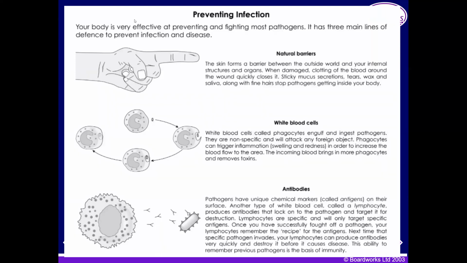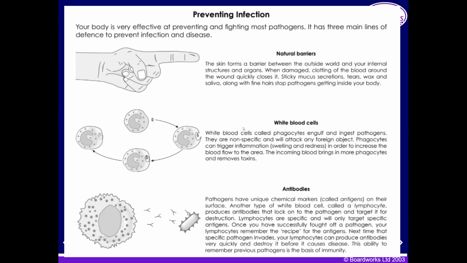Okay, so this picture here and these details are from your SciPad. So basically it explains it in a little bit of a different context. Okay, so we've talked before about natural barriers like the skin, for example, but we've also got white blood cells and antibodies. Now, both of these things help to prevent infection and disease.